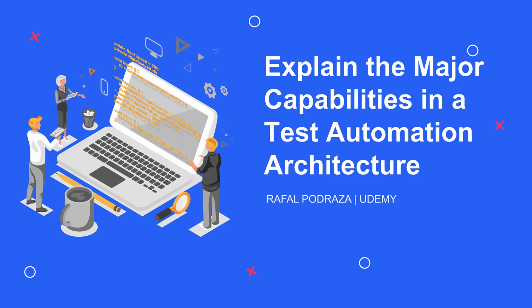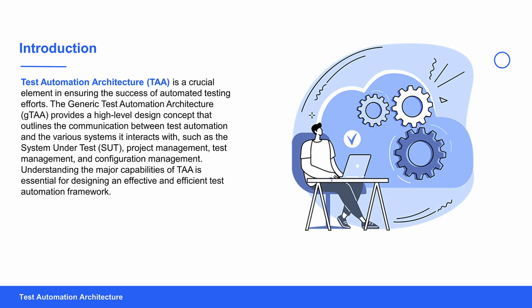In this session, we're going to delve deeply into the fundamentals of Test Automation Architecture, or TAA, which serves as the backbone for any successful automated testing strategy. At the heart of this concept is the generic Test Automation Architecture, often referred to as GTAA. This high-level design framework provides a comprehensive view of how test automation interacts with various systems within your project, such as the system under test, SUT, project management systems, and test management tools.